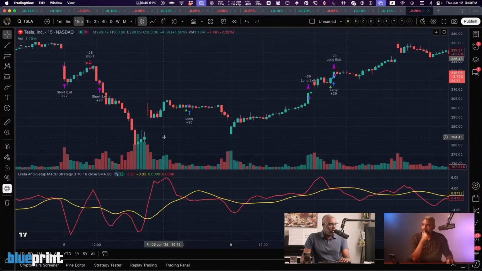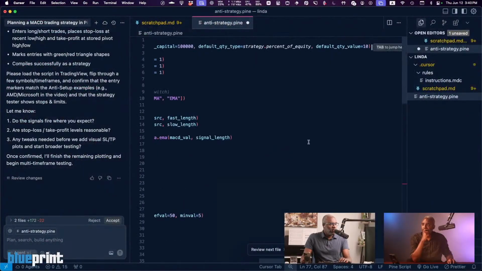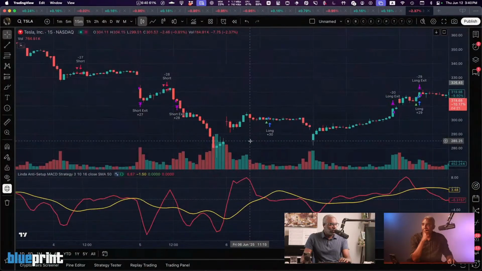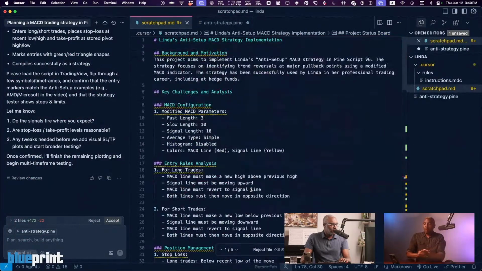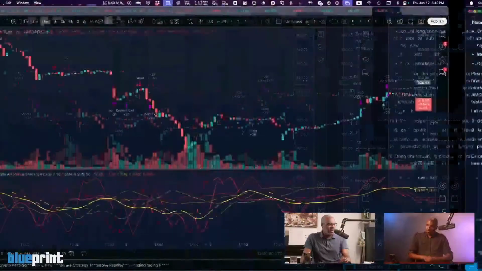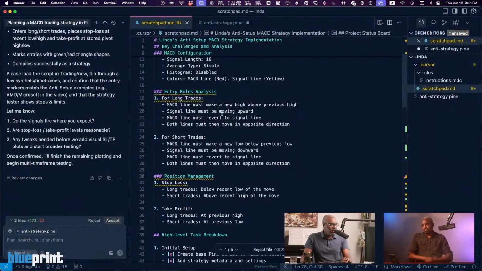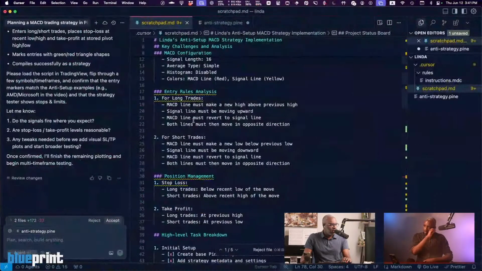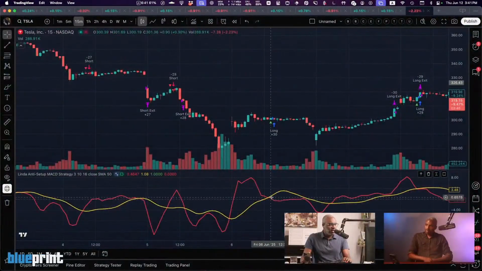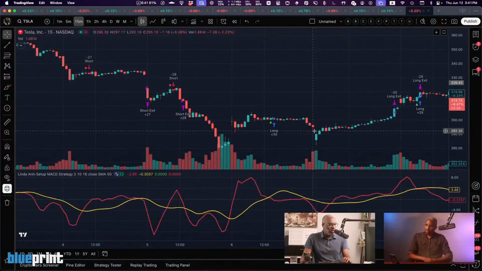Our signal for, let's take a look at the long one. Okay, so we're seeing here what are the rules that we were following. I want to see these conditions on the chart. So first, what were the conditions? MACD line must make a new high above previous high. So here, the MACD line made a high, I assume, above the previous high. Here, signal line must be moving upward. This is a signal line. It's moving upward. MACD line must revert to signal line. MACD line upward, revert to signal line. So that's this cross. And then both lines must move in opposite directions, but it seems to be, and then it went long. So let's just take a look here.